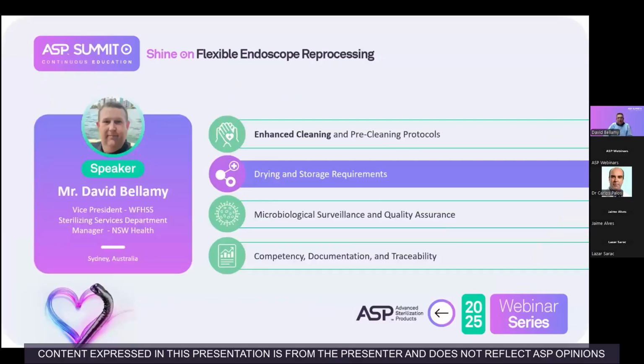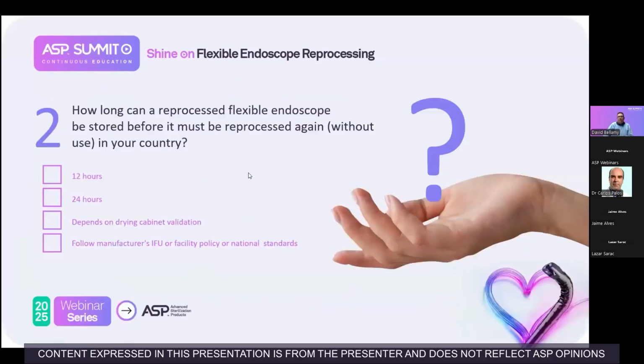So our next topic will be drying and storage requirements. We'll be going into another poll, just to find out what everybody's doing, again gathering the information. How long can a reprocessed flexible endoscope be stored before it must be reprocessed again, without use of course, in your country?